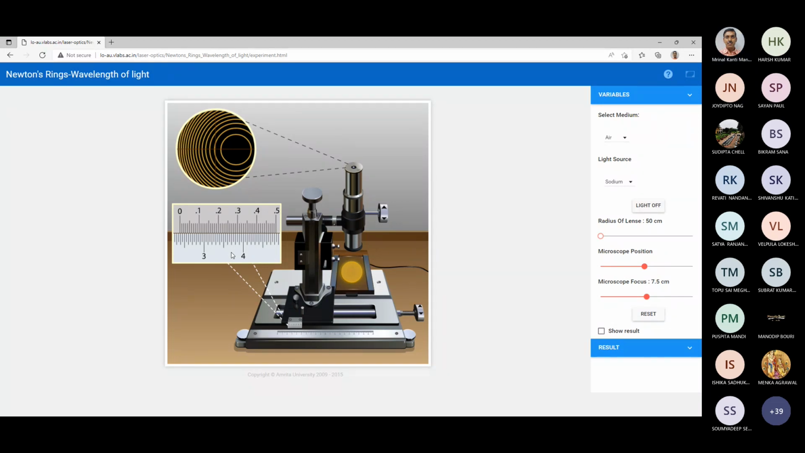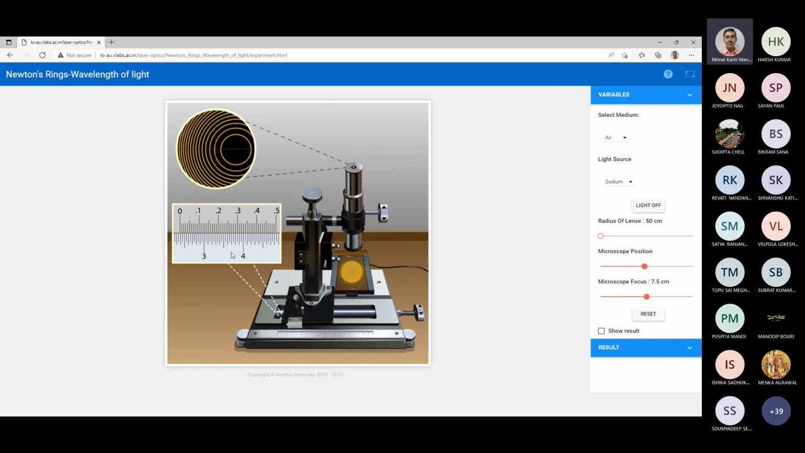That is 0.001, right? So if it is 33, then 0.033, and the main scale reading is 2.35. So your total reading will be 2.383 millimeter, right?